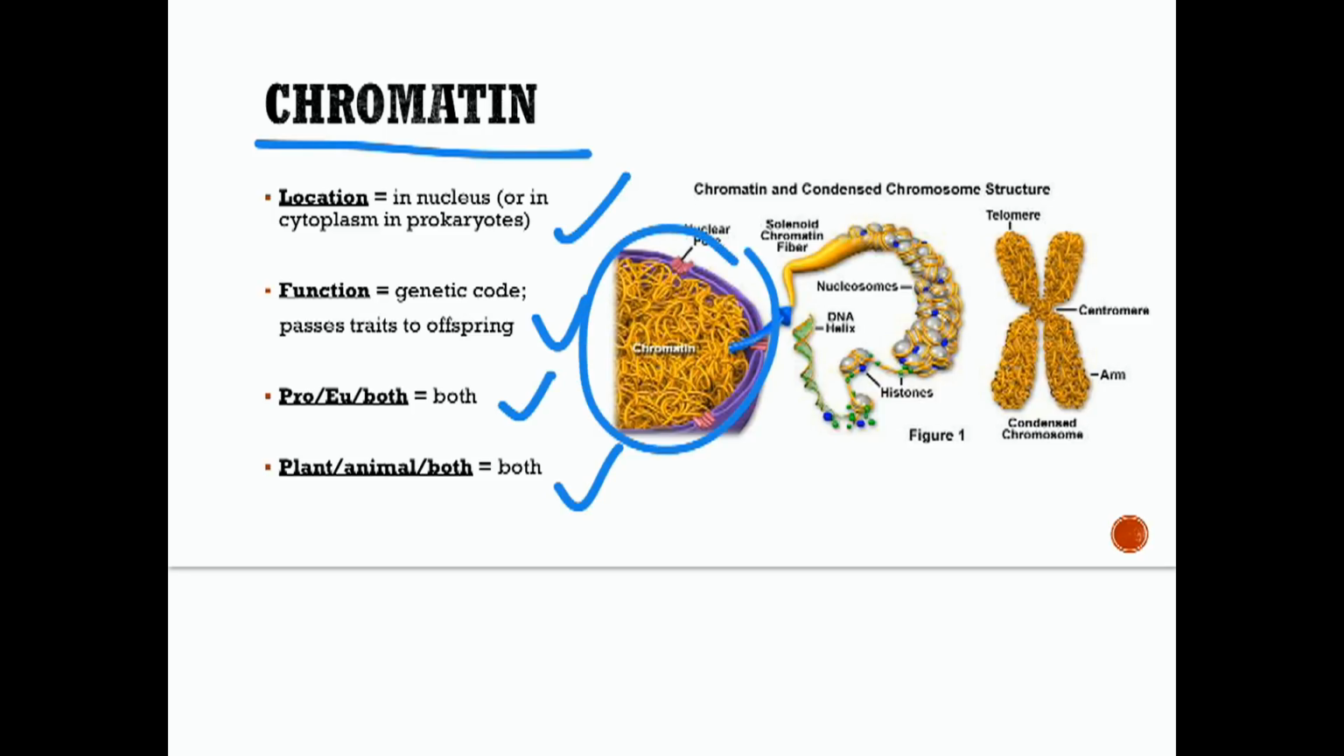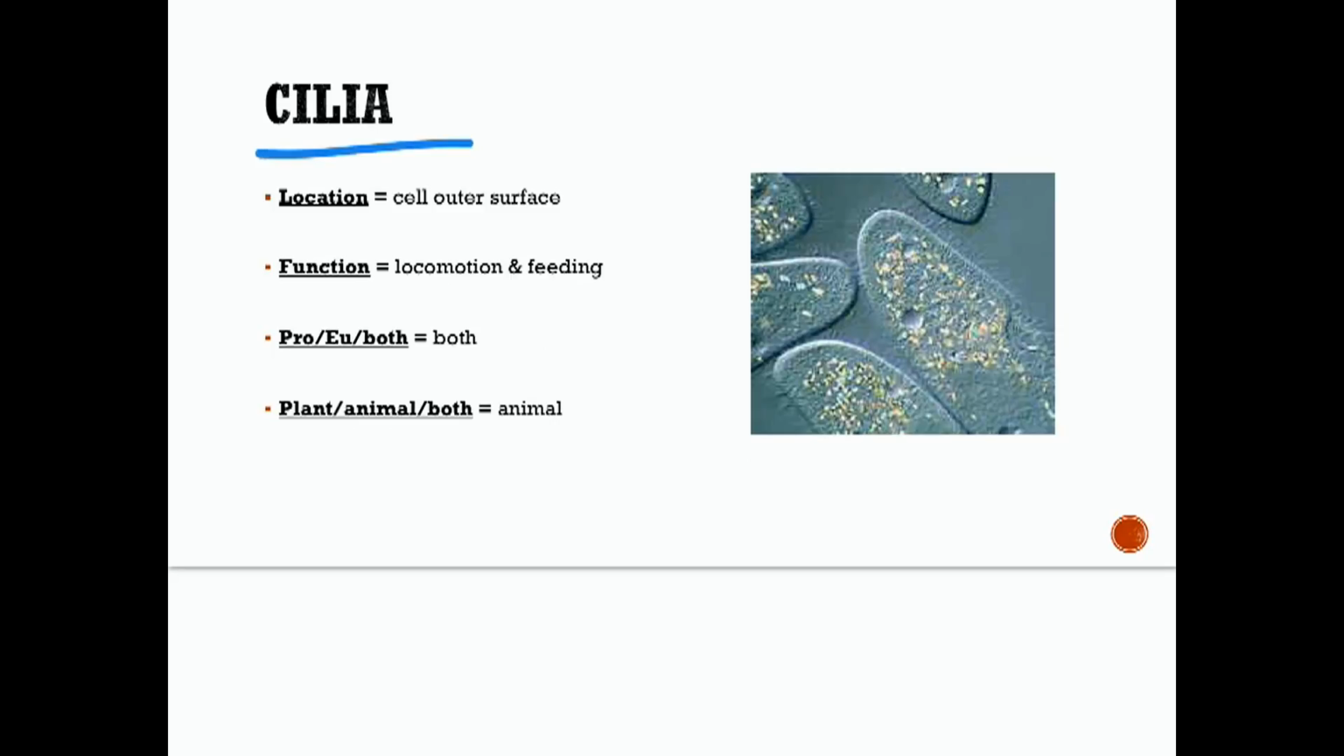So inside this nucleus, it's like the spaghetti stuff. And if you wind it all up, it'll form that DNA double helix, which is condensed into chromosomes. Next is cilia. Its location is on the cell outer surface, so it's this little hair-like stuff. Its function is for locomotion and feeding, and it can be found in both prokaryotic and eukaryotic cells, but just animal cells, not plant cells.